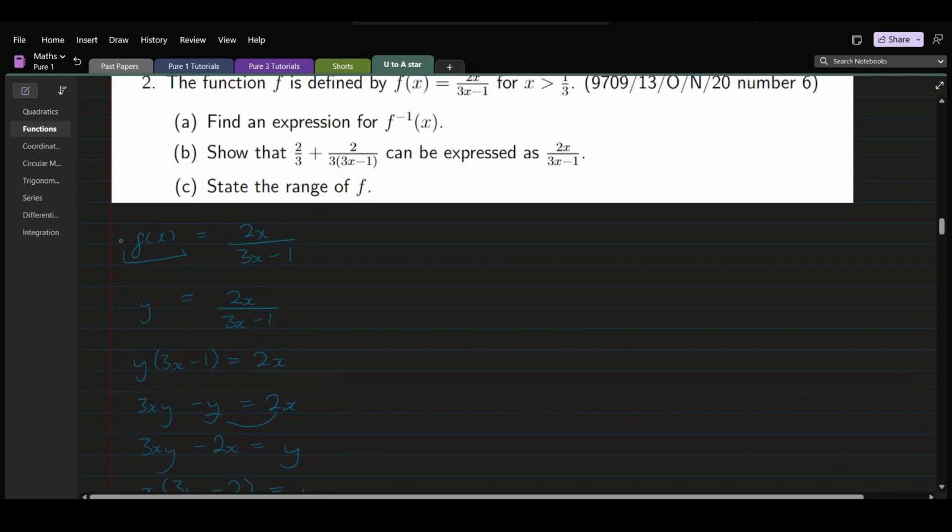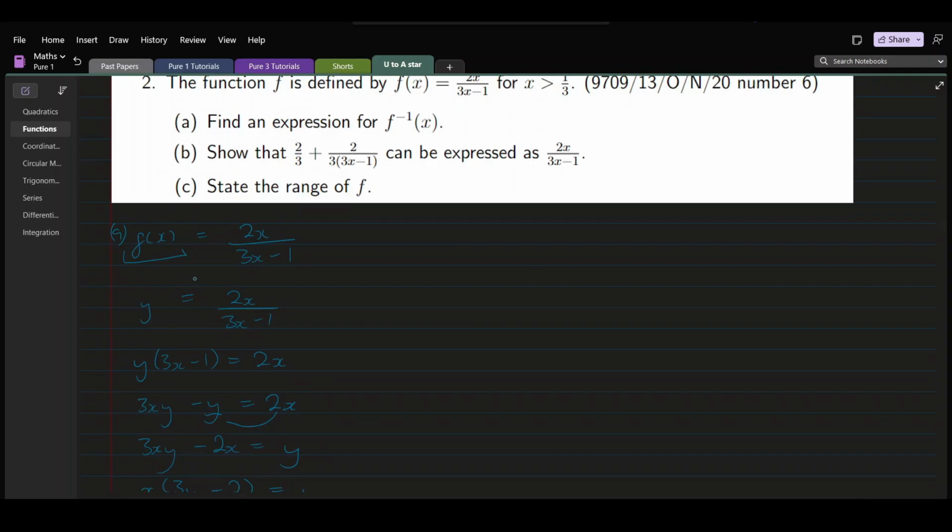That is part A. And then part B, show that 2 over 3 plus 2 over 3 times 3x minus 1 can be expressed as 2x over 3x minus 1. Okay, so we're showing that this expression over here can be simplified to f of x. Okay, so let's work it out over here.